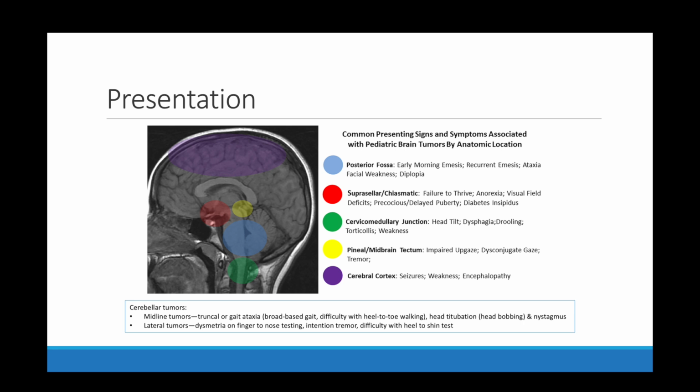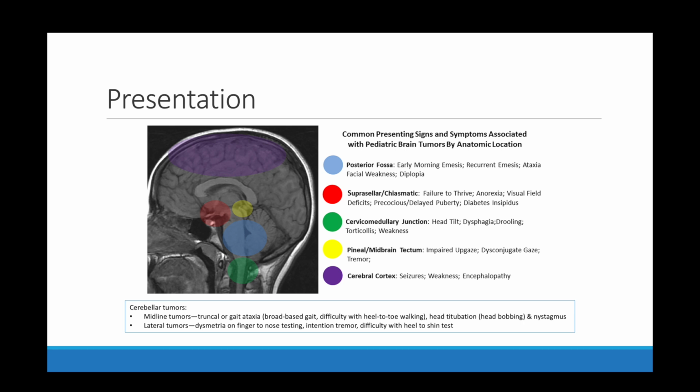So midline cerebellar tumors have symptoms like truncal or gait ataxia, so a broad-based gait, difficulty with heel-to-toe walking, head bobbing, and nystagmus. And then lateral tumors have symptoms such as dysmetria on finger to nose testing, intention tremor, difficulty with heel to shin test.